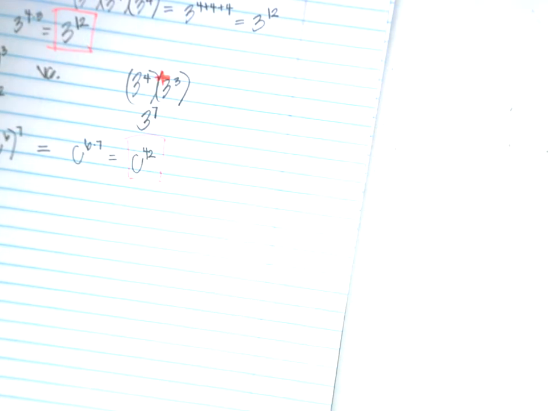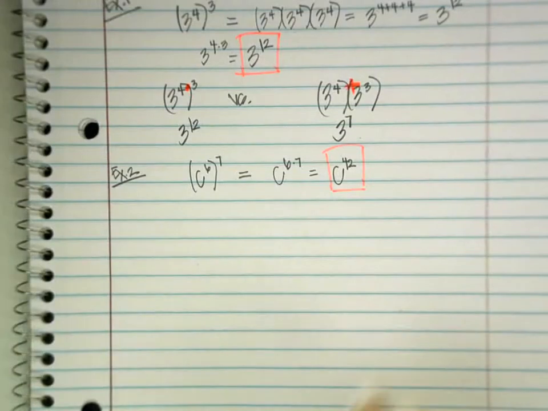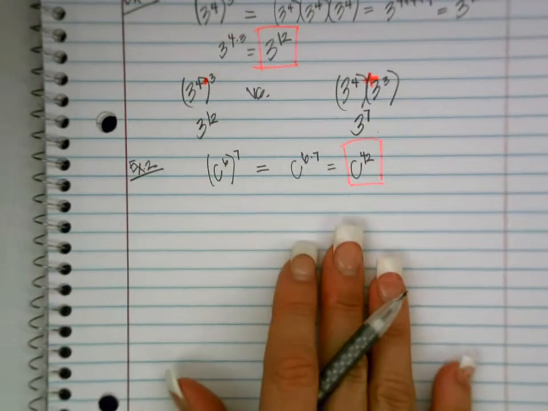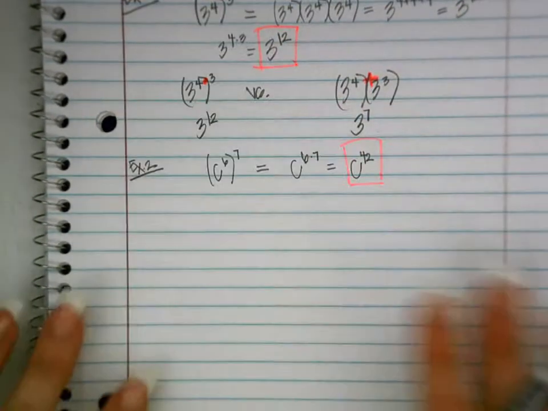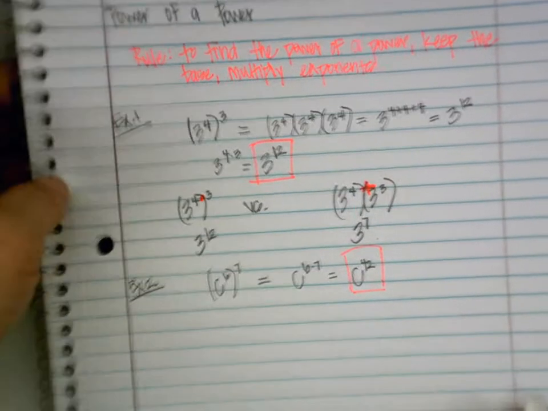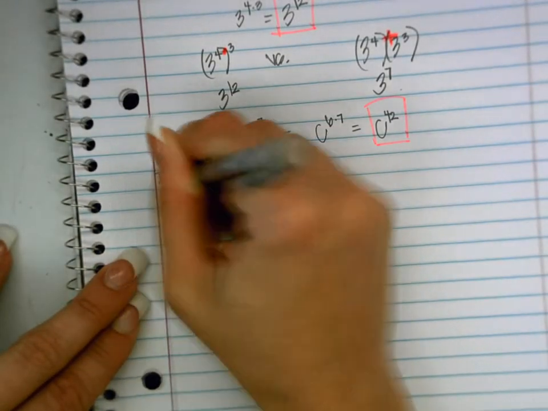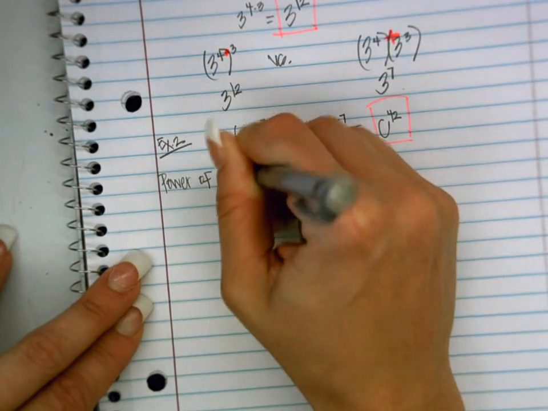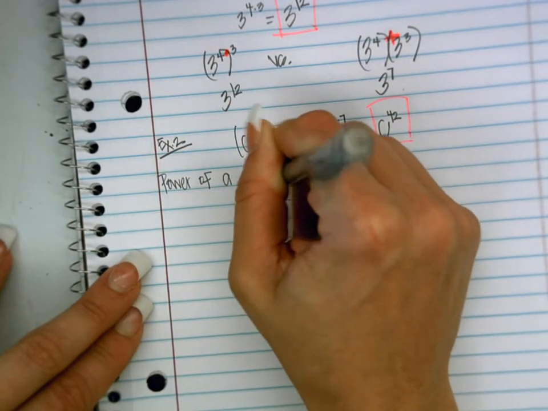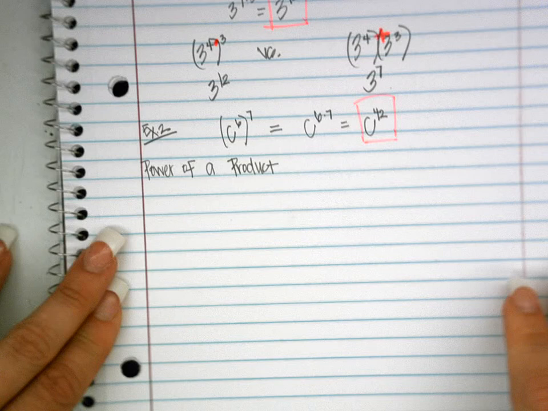Okay, now let's try something a little different. So we have now moved on from power of a power. Now we are going to move on to something called power of a product. Power of a product. Okay, power of a product.